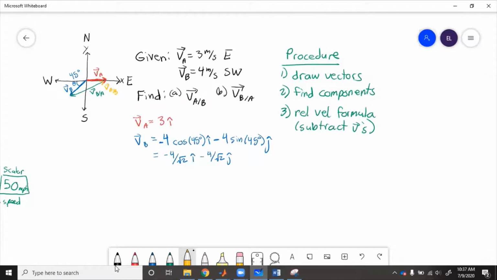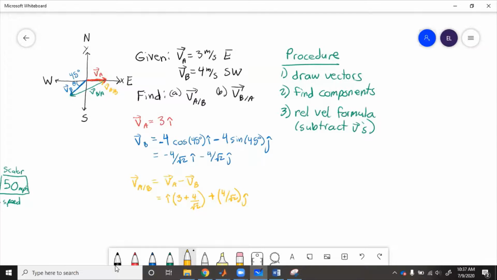So to find velocity of Alice with respect to Bob, velocity of Alice with respect to Bob equals velocity of Alice minus velocity of Bob, or Ben, I think is what we call him. So that equals, in the i hat direction, we have 3 minus negative 4 over square root of 2. So i hat is 3 minus a negative, so it becomes a positive, 4 over square root of 2. And then in the Y direction, we'll have negative, but then there's also a negative there, so plus 4 over square root of 2 j.